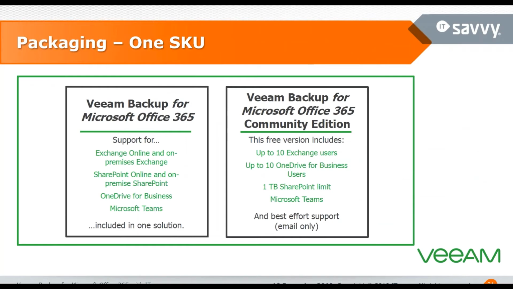What's nice about Veeam is we like to keep it simple. With that, we have just a one SKU type of scenario that we present, and that is you either have it or you don't. Our licensing is very simple. You get a license for VBO and it just unlocks all of the features. So you've got protection for Exchange, SharePoint, OneDrive, and Teams. We don't license anything based on capacity or anything of that nature. Just all included into one solution.